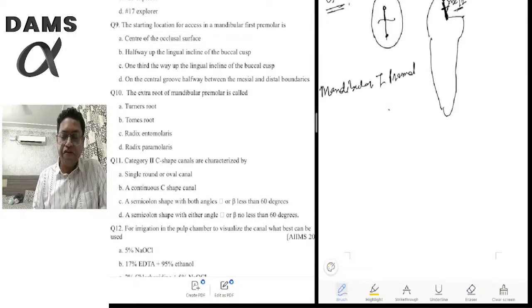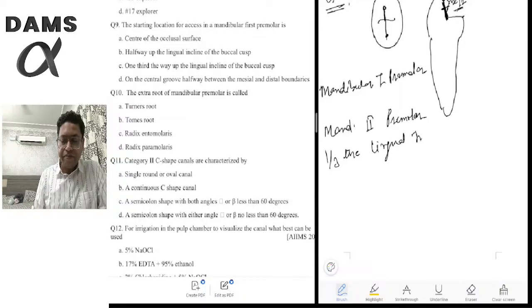The starting point for access cavity preparation. On the other hand, if the question is asking about the mandibular second premolar, it would be 1/3 the lingual incline from the central groove.